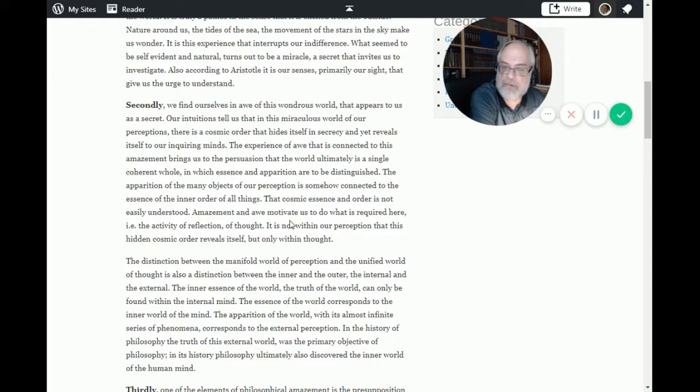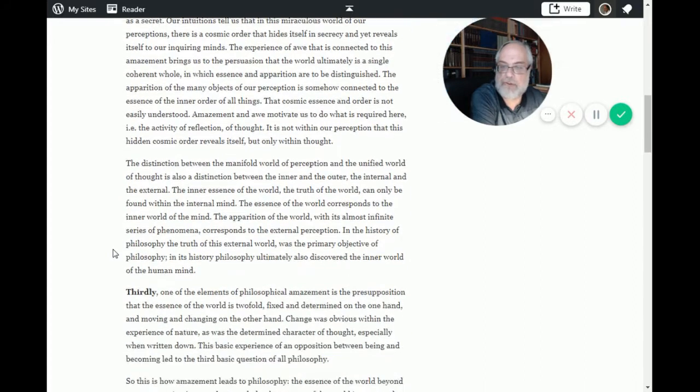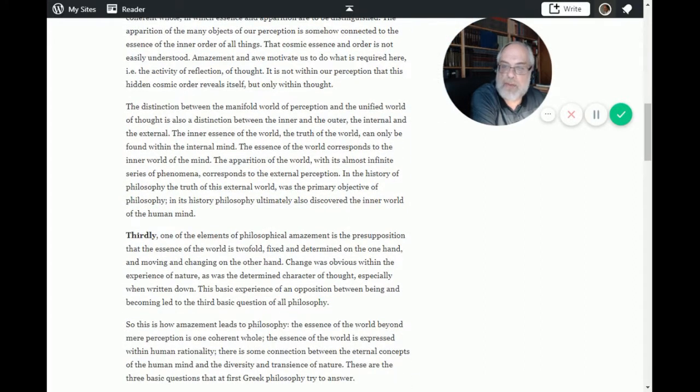Amazement and awe motivate us to do what is required here, i.e. the activity of reflection, of thought. It is not within our perception that this hidden cosmic order reveals itself, but only within thought. The distinction between the manifold world of perception and the unified world of thought is also a distinction between the inner and the outer, the internal and the external. The inner essence of the world, the truth of the world, can only be found within the internal mind.